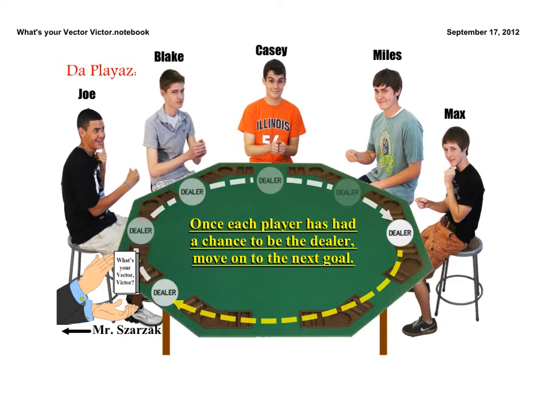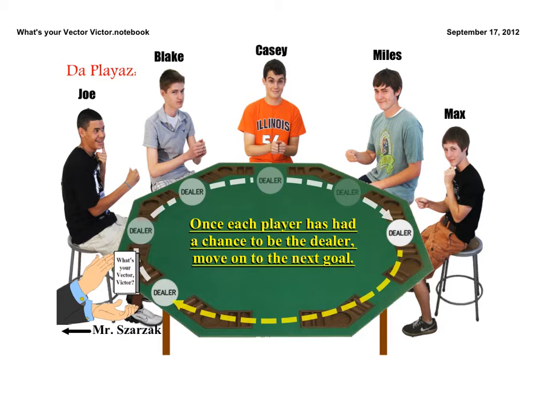Make sure everybody gets a chance to deal per game, so there will be a certain goal that you're trying to achieve. So in this particular lab team, there are 5 players. You will play that goal 5 times in a row, and then you will move on to the next goal.